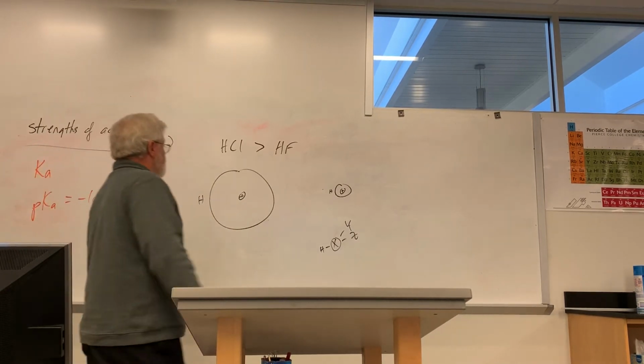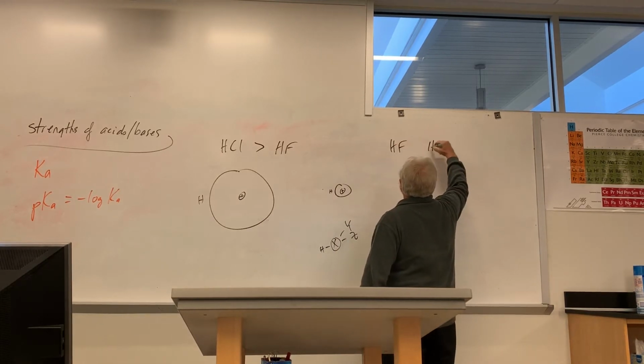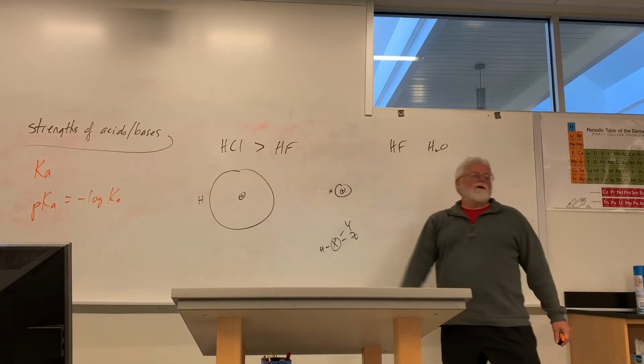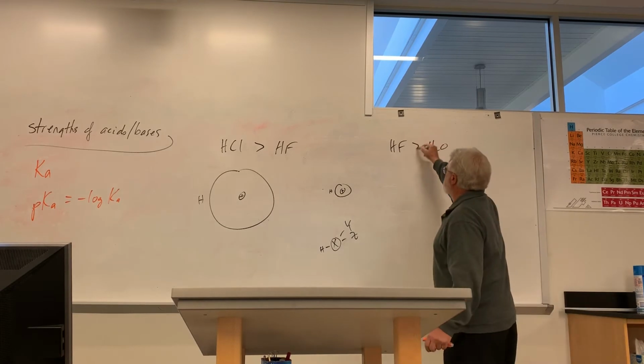How about hydrogen fluoride and water? In hydrogen fluoride, we have a hydrogen covalently bonded to fluorine. In water, the hydrogen is covalently bonded to oxygen. HF is the stronger acid. Exactamundo.